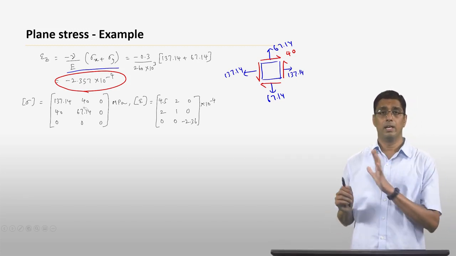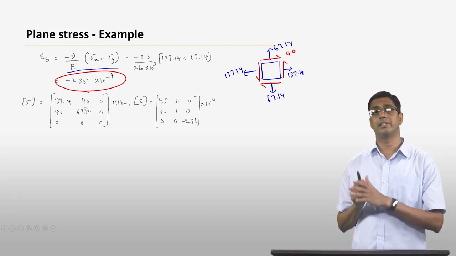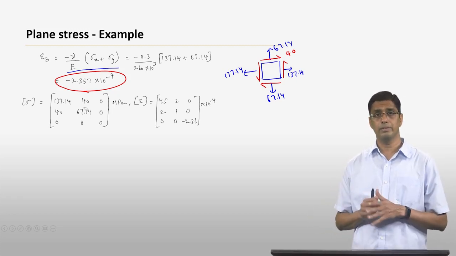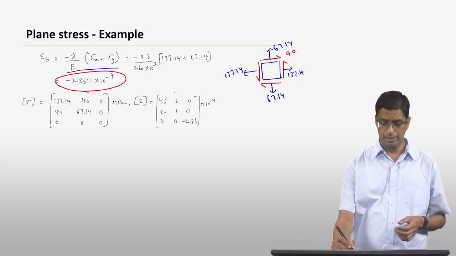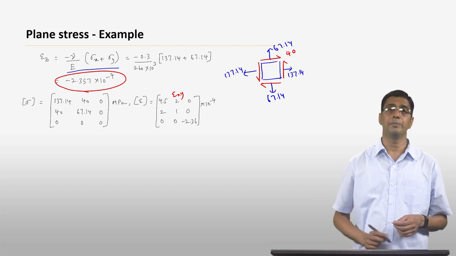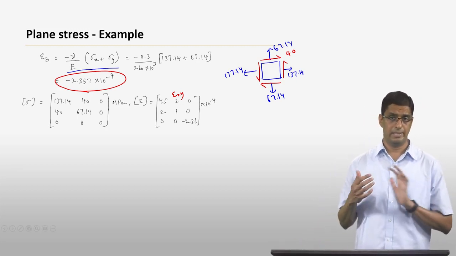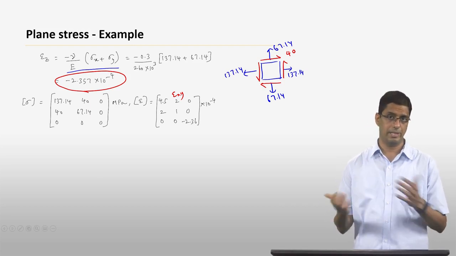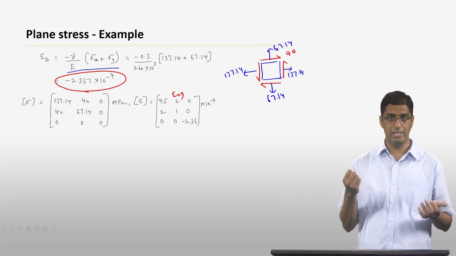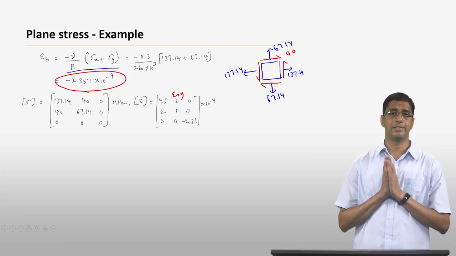For the strain matrix, the normal strains are all non-zero. So the diagonals are all non-zero, and one of the shear strains, epsilon xy, is non-zero because you have plane stress in the xy plane. But epsilon xz is zero and epsilon yz is zero because those shear strains have a z subscript. So that is how the stress and strain matrices look.